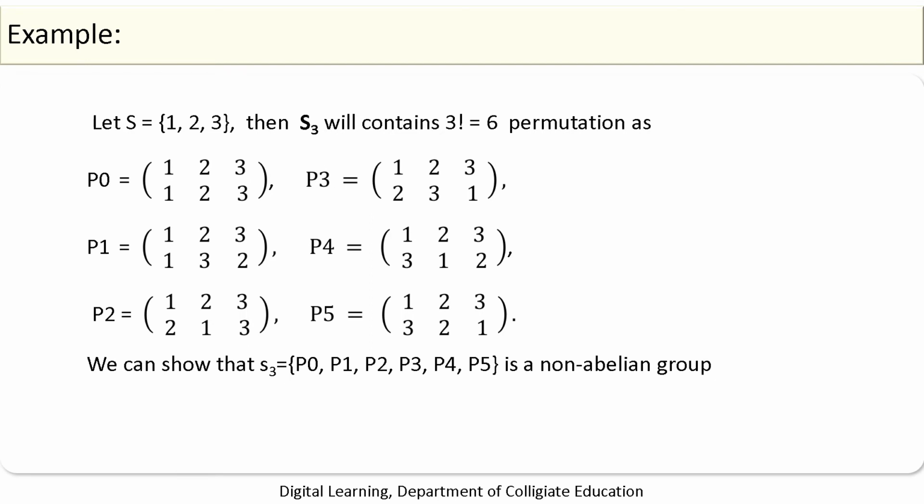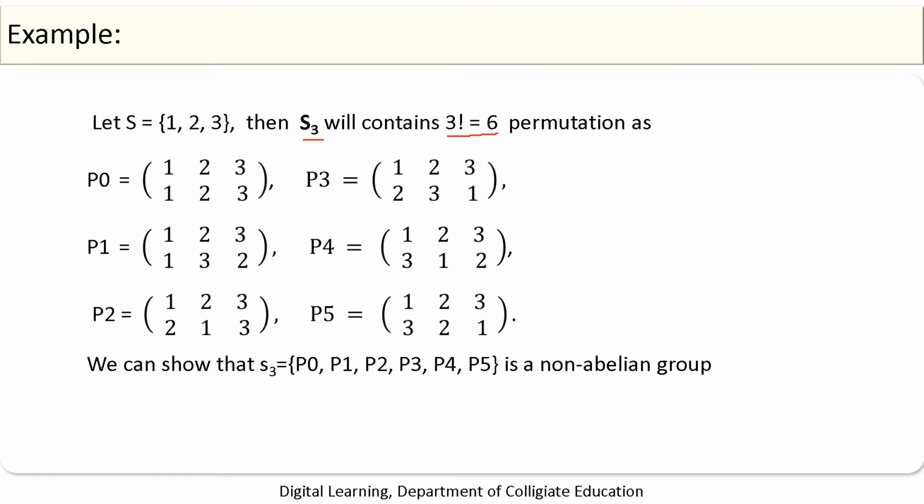Let us take up one more example. Consider S equal to the elements 1, 2, 3, which is a finite set. So let us write the permutation group of S, 1, 2, 3. As we have seen in the previous slide, the permutation group of S will contain n factorial elements. How many elements does S have? 3 elements. Therefore, our S3 will contain 3 factorial permutations. That is 3 factorial elements, that is 6 permutations.